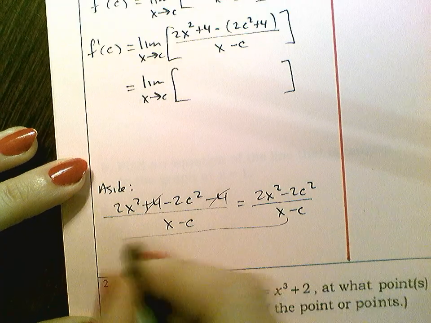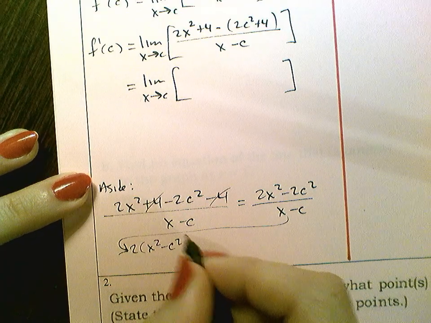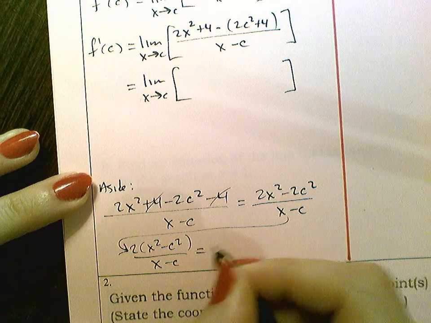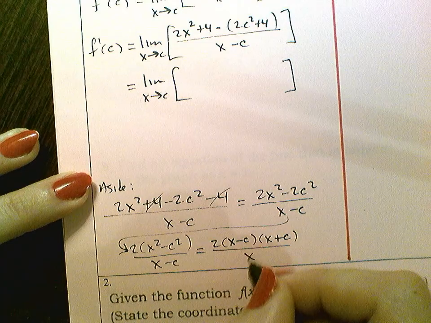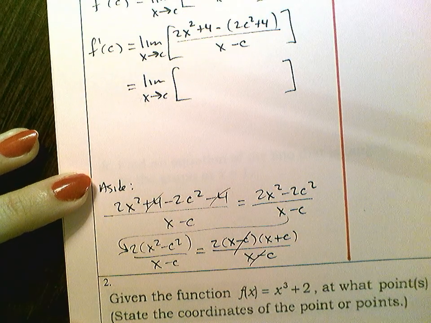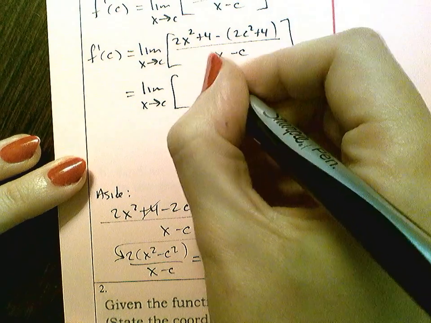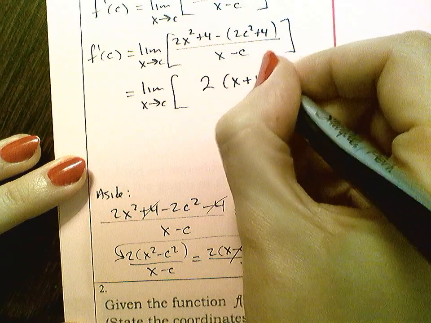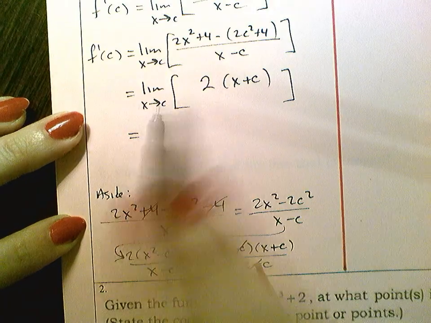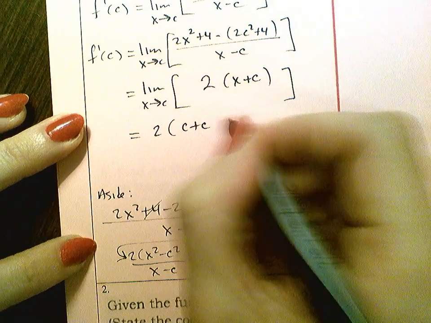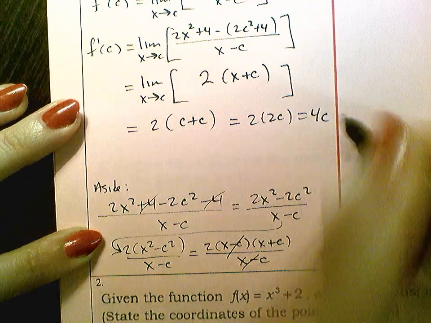And then from here you could factor out a 2, and you get x squared minus c squared over x minus c. And then that's a difference of two squares, so you can factor further, and there it goes. That factor cancels. So now I take my simplified version and I plug it back in up here: x plus c. Now I can direct substitute. And when you direct substitute, you drop the limit. So this is 2c plus c equals 2 times 2c equals 4c.